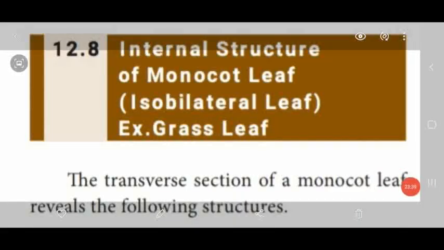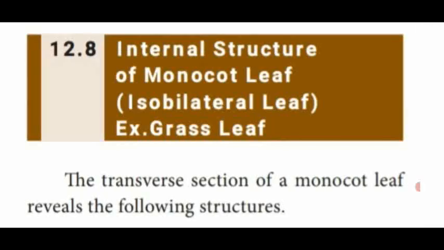Dear students, next we are going to see the internal structure of the monocot leaf. Example, grass leaf. The type of the grass leaf is named the isobilateral leaf. What is an isobilateral leaf?